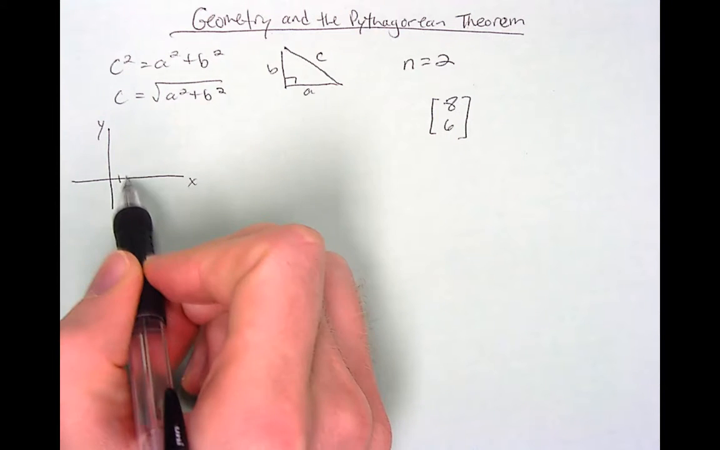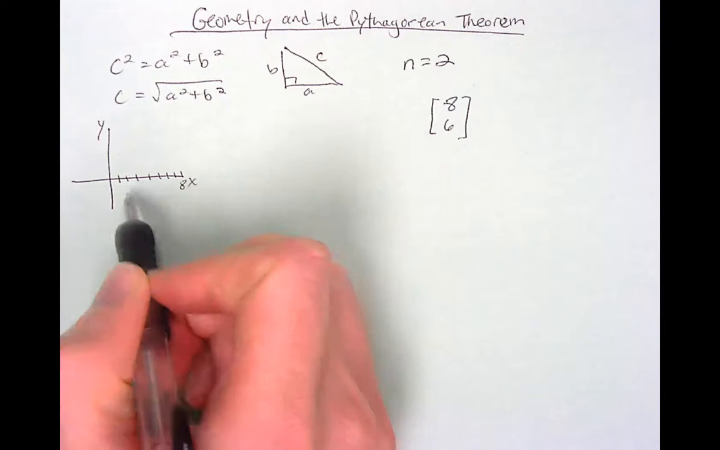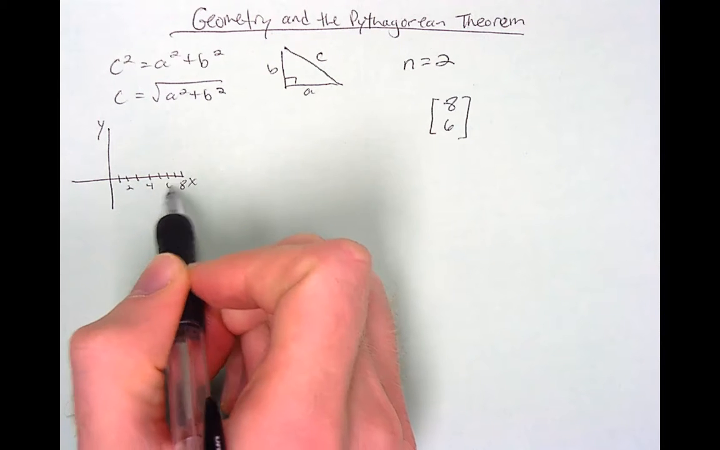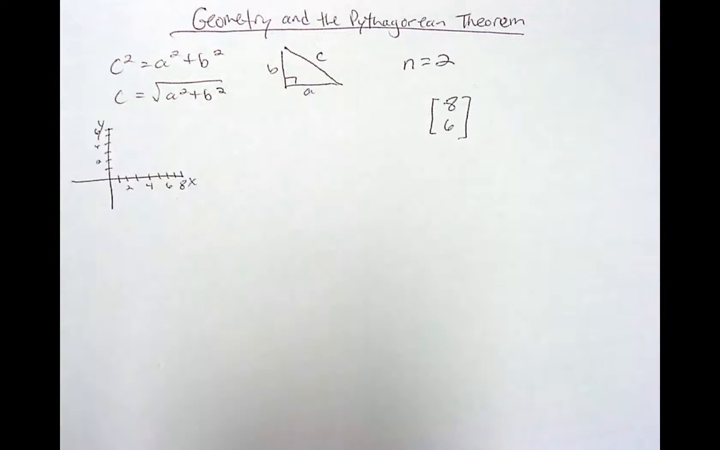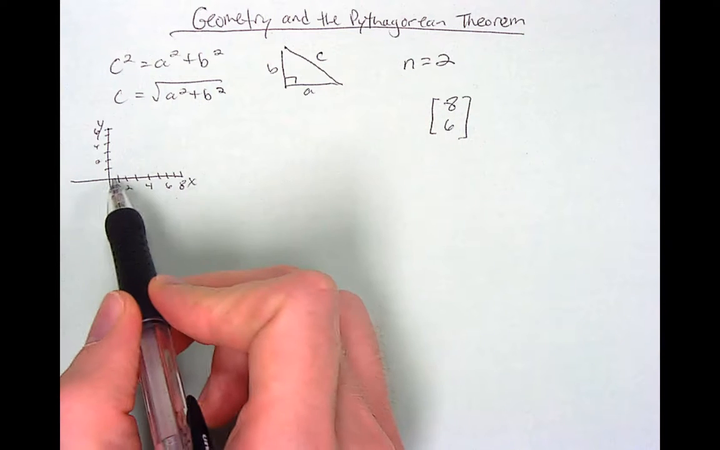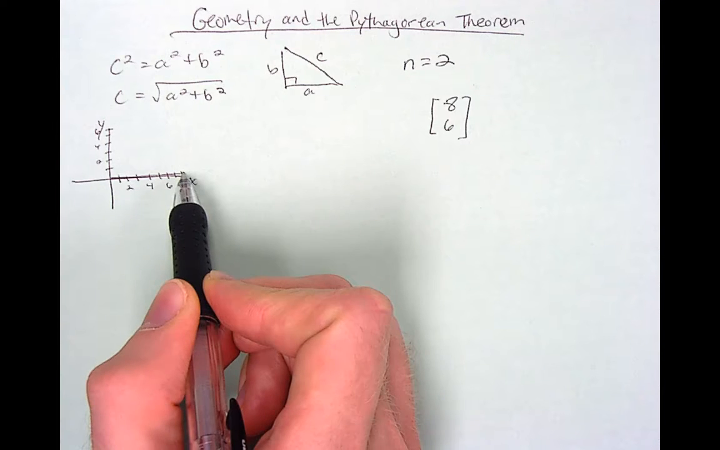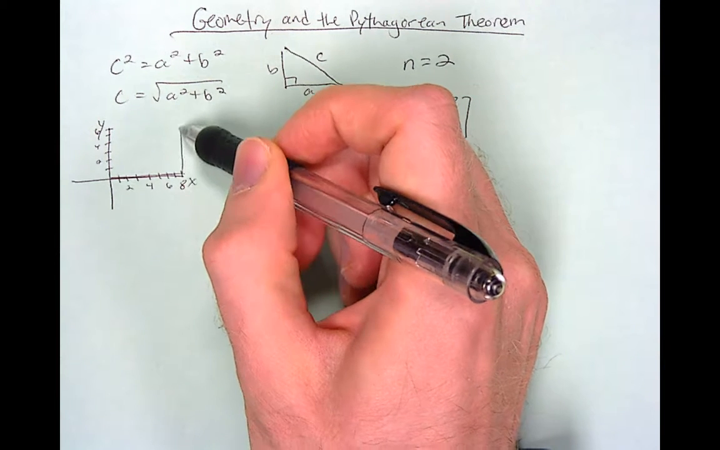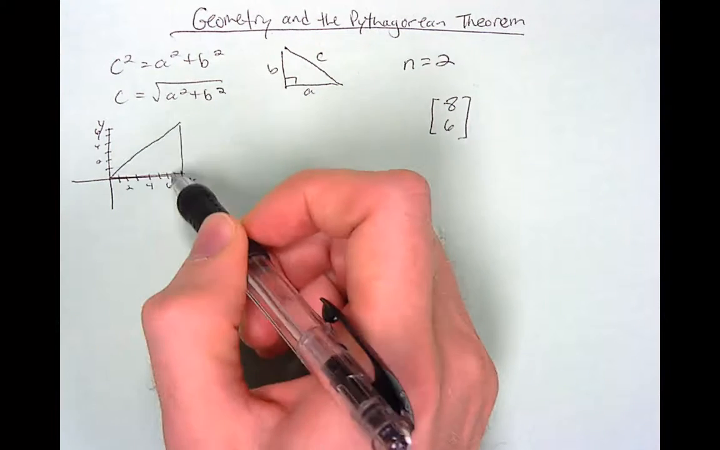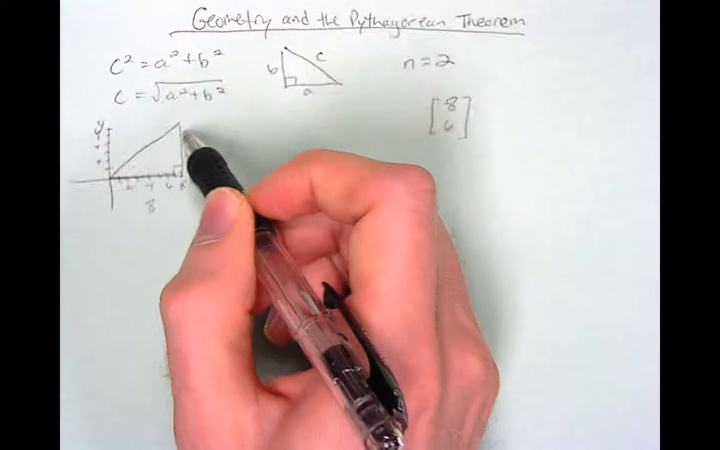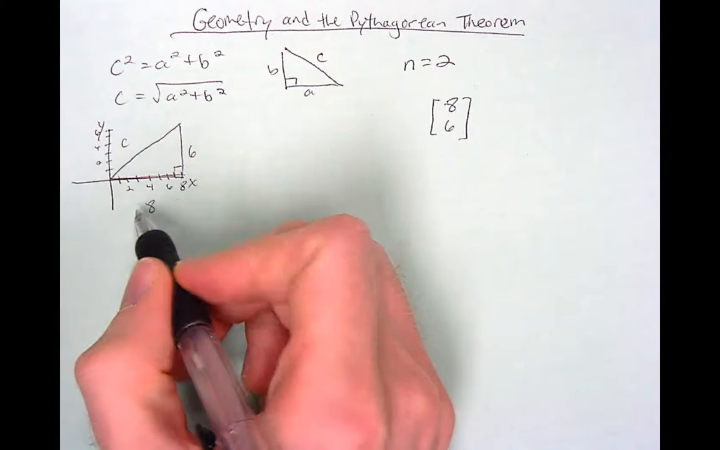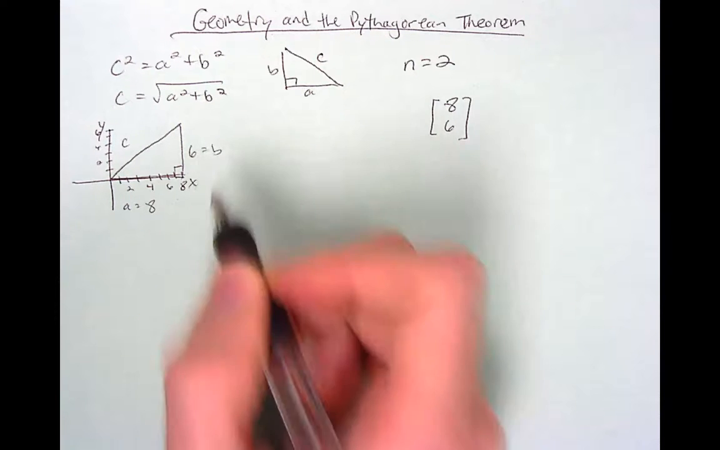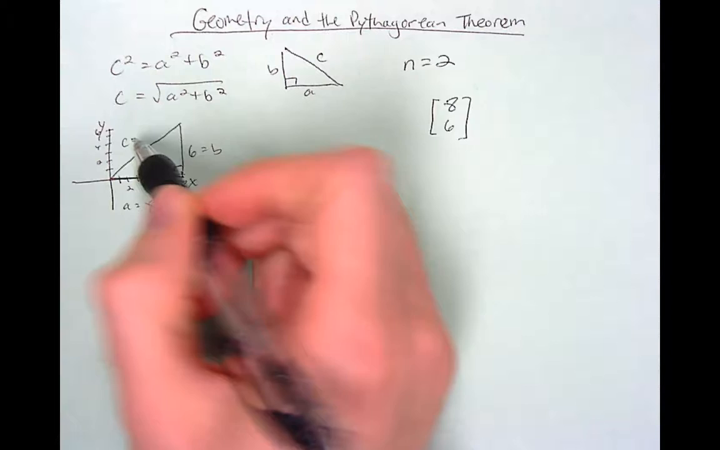Now let's say we have 1, 2, 3, 4, 5, 6, 7, 8 is right here. I'm just going to label these by 2's. And then 1, 2, 3, 4, 5, 6, 2, 4, up here is 6. Okay, so this could be thought of as you go over 8 and you go up 6 and we end up right here, which makes a right triangle, length 8 and length 6, and this is C. And here, we can say this is A and this is B. So A squared plus B squared will equal C squared.